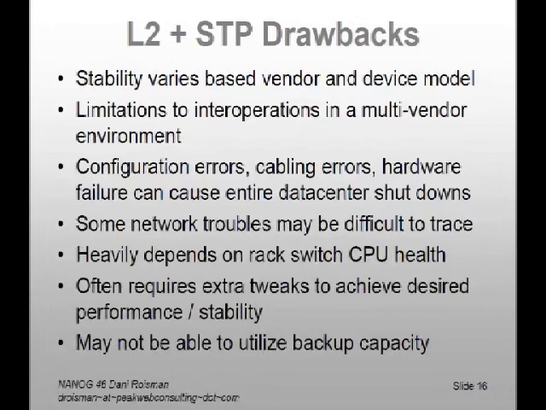Network troubles in a spanning tree environment can be very difficult to trace, to track down. There isn't a lot of data available in the spanning tree environment. You can't just say, show me broken loop, enter, and it'll show you where the problem is. It heavily depends on your rack switch CPU health.